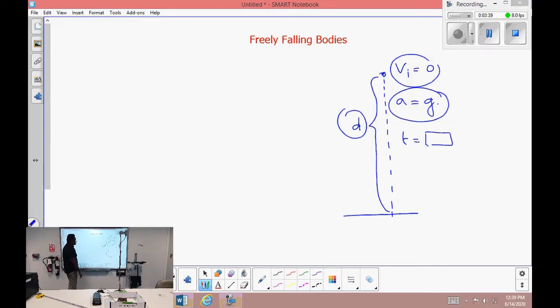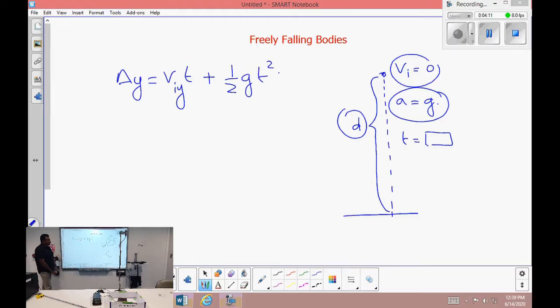So we can use the displacement-time relation. Can you please remind me about the displacement-time relation? Yes, the displacement in the y direction, if I call it delta y, is equal to the initial velocity in the y direction, v initial y, times t, plus half a t square. In this case, a is g, so half g t square. Of course, this is a well-known relation and you did it many times.